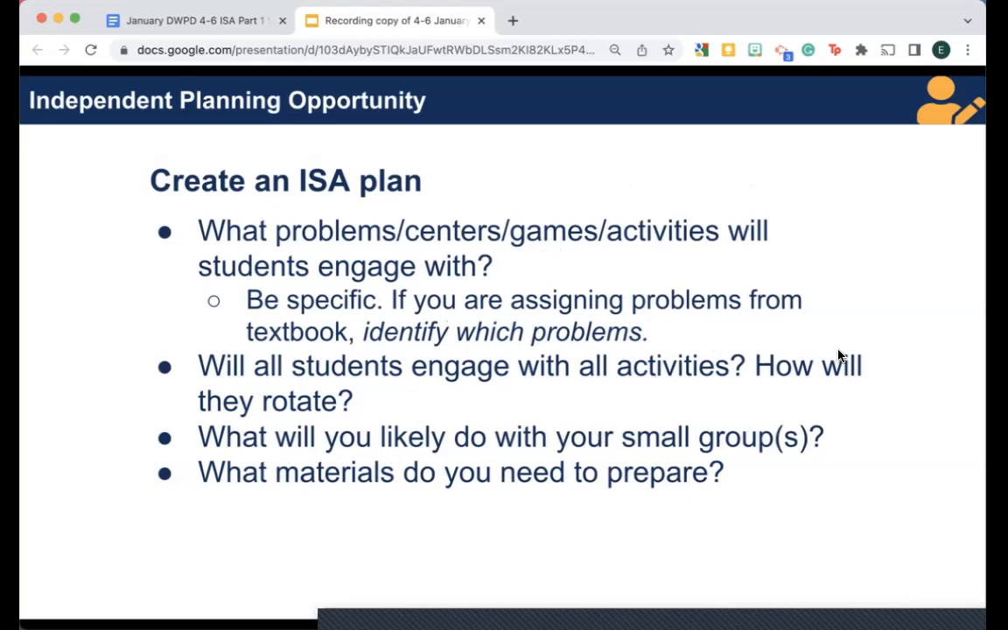When will they do it? How will they rotate? What do you think you'll likely do with your small group? And I say likely because you might change what you do and who you pull based on what you observe during the beginning of the lesson. If I'm doing guided instruction and I suddenly realize, whoa, these 4 students really need help with, like I said, equivalent fractions, I might change course. I might not have anticipated that. But we do want to have a plan coming in so that we can have something prepared. So I would encourage you to think about what you would likely do and what materials you need to prepare. That's a lot of questions. You won't get through all of them, but pause for 5 minutes to do some planning.